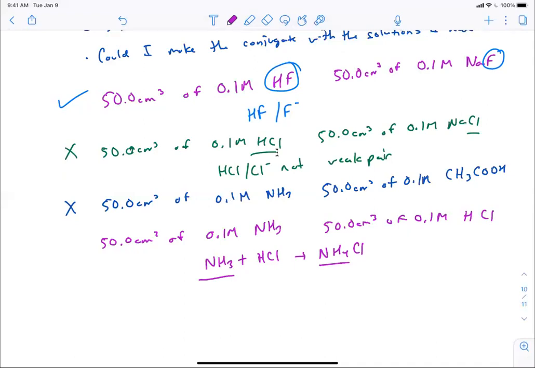What is our issue here? If I mix these two together, 50 centimeters cubed of 0.1 and 50 centimeters cubed of 0.1, I will have no NH3 left. So there's not a buffer anymore because I don't have a significant source of weak base anymore, because I've neutralized all of it with that HCl, because I have the same moles of both my acid and my base.